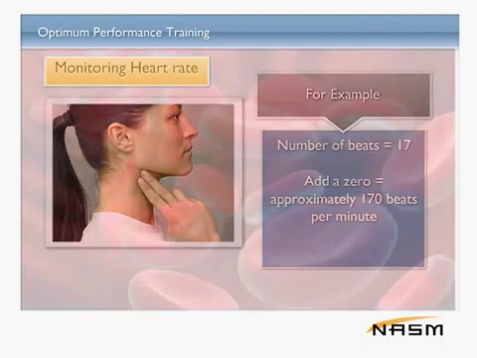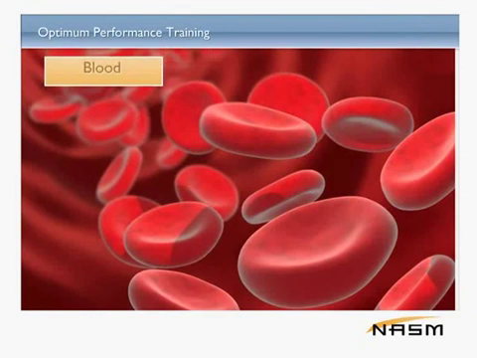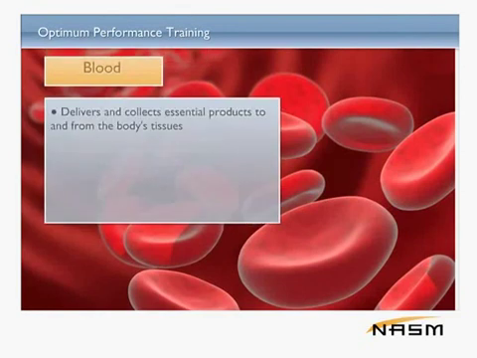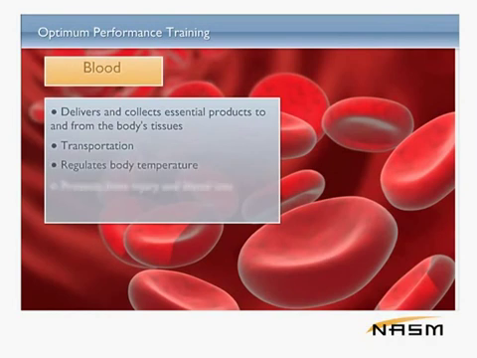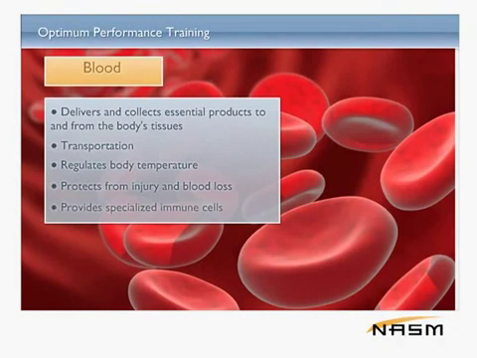The next component of the cardiovascular system is blood. Blood acts as a medium to deliver and collect essential products to and from the tissues of the body. Blood is a vital support mechanism as it transports oxygen, collects waste products, brings hormones and nutrients to specific tissues, regulates body temperature, protects from injury and blood loss through its clotting mechanism to seal off damaged tissue, and provides specialized immune cells to fight against foreign toxins within the body, decreasing disease and sickness.